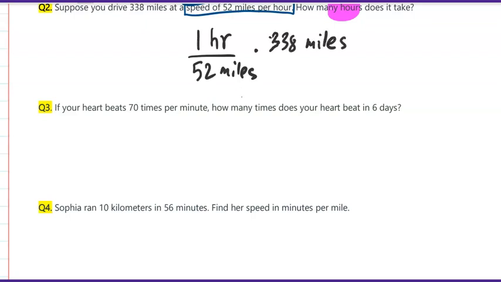So the miles cancel, and you get 1 hour times 338, which gives you 338 divided by 52. You can think of 338 over 1, so you multiply 52 and 1, you get 52. Your answer is going to be in hours. So your final answer, if you divide this, is going to be 6.5.